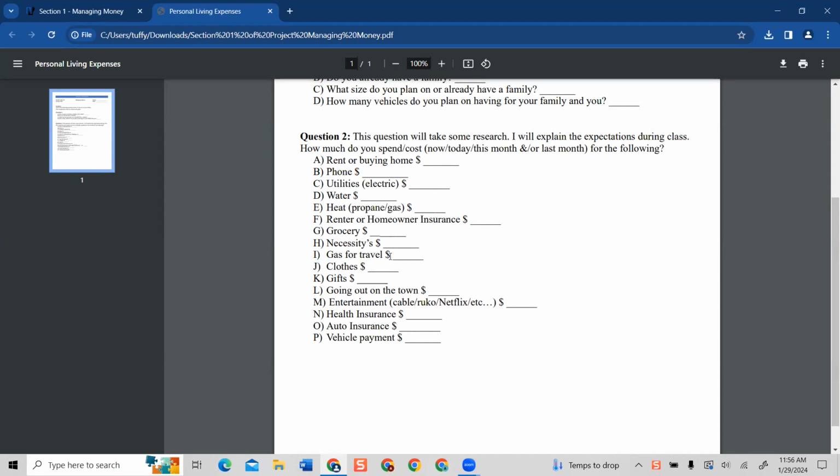Gas to travel. So gas for travel from point A to point B, how much do you spend per month to get back and forth? If you carpool, then you need to figure out how much your part of the carpooling cost is.